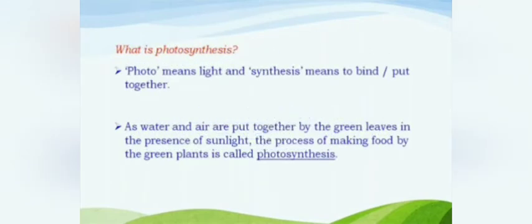What is photosynthesis? Photo means light and synthesis means to bind or to put together. As water and air are put together by the green leaves in the presence of sunlight, the process of making food by the green plants is called photosynthesis.